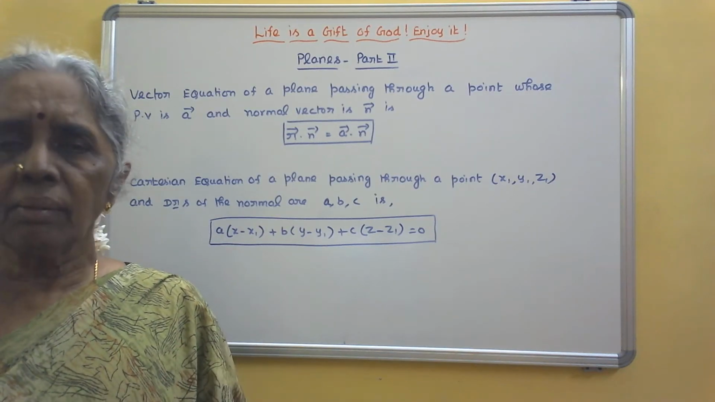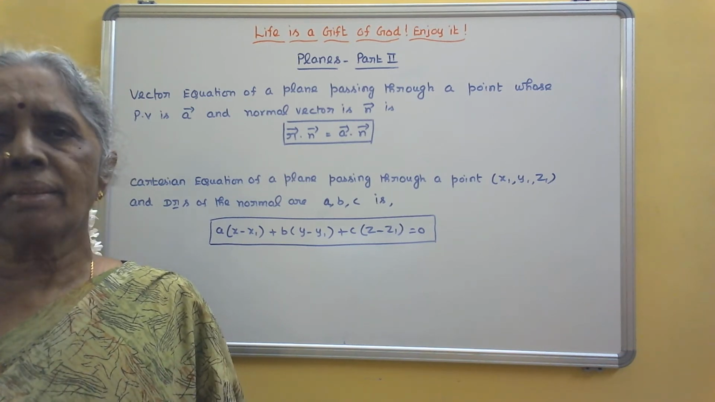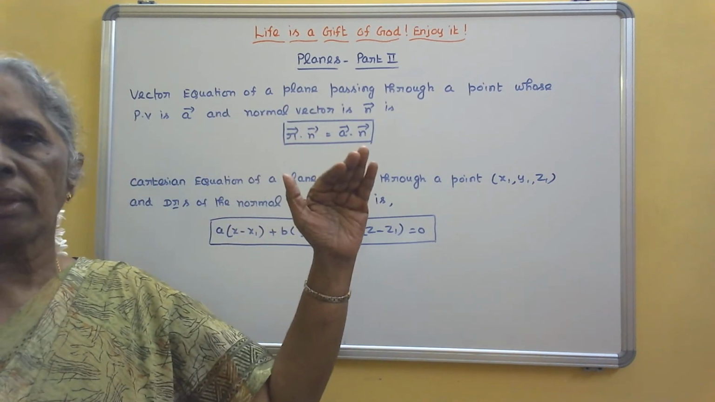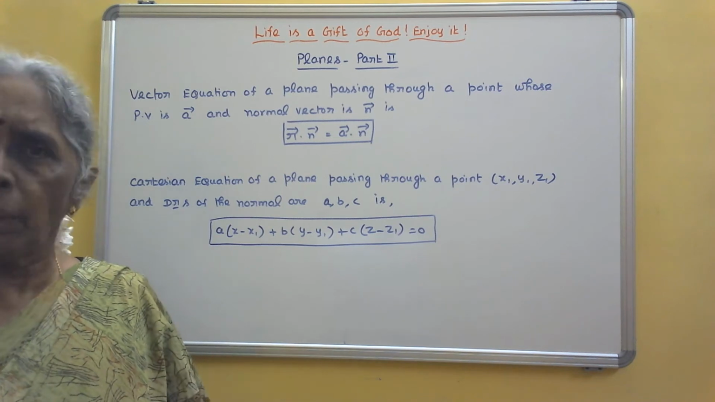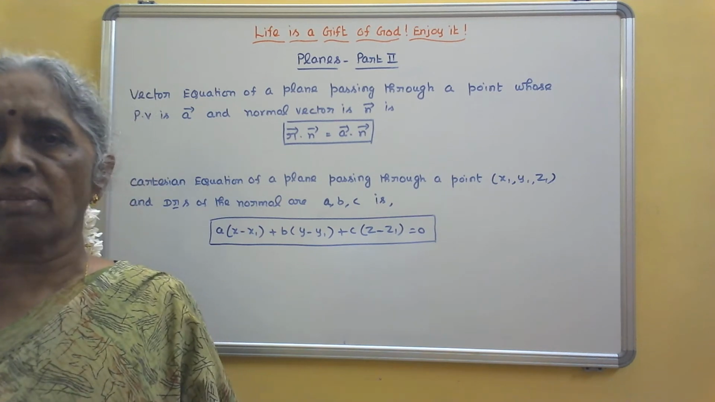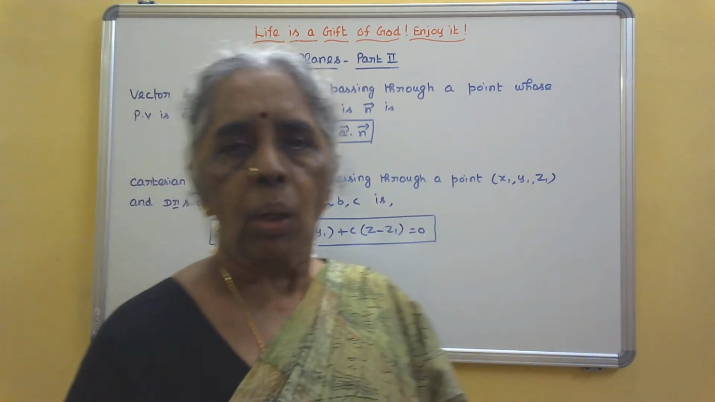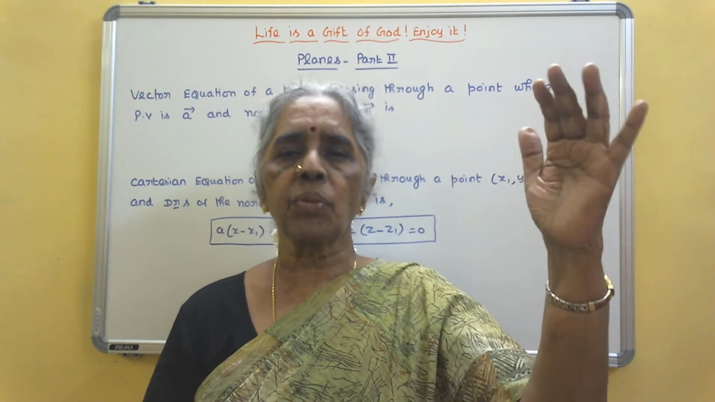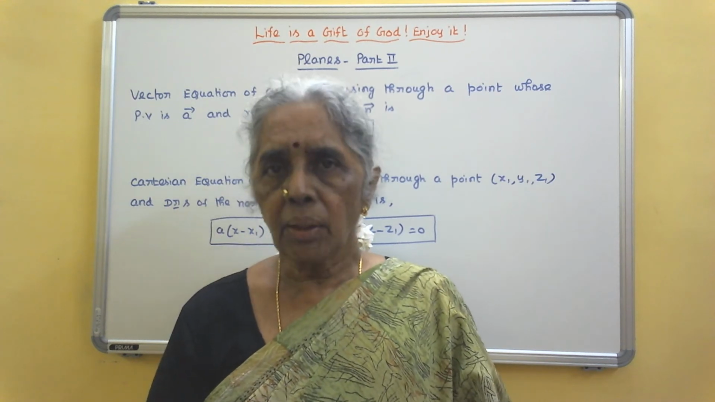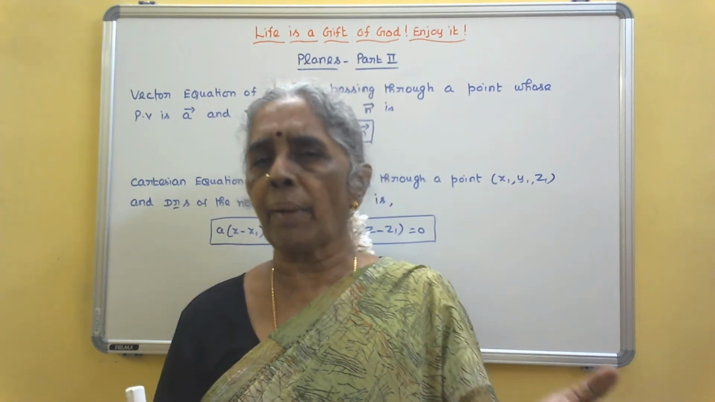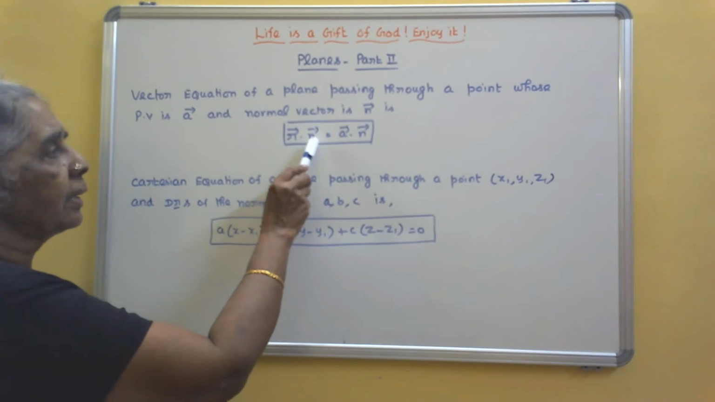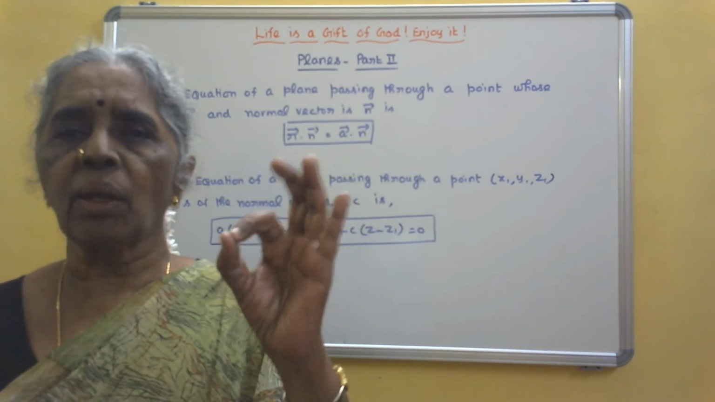Now you are going to learn a new formula, that is the vector equation of a plane passing through a point whose position vector, PV means position vector, is a vector, and normal vector is n vector. So what are the two things given to you? One is a point in the plane, that is the position vector of the point through which the plane passes, that is a vector. And you know what is a normal, isn't it? Normal is any line perpendicular. So the normal vector is n vector. Then the vector equation is r vector dot n vector is equal to a vector dot n vector.